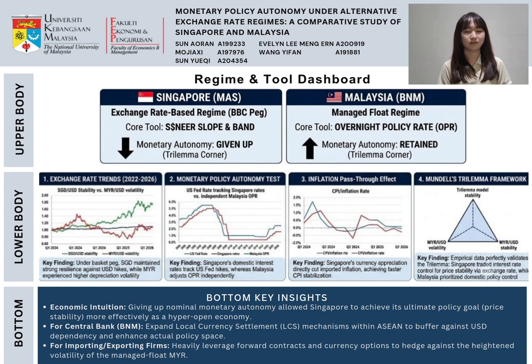Second, for importing and exporting firms, due to the inherent volatility of a managed float regime, corporate financial managers must aggressively leverage macro-prudential hedging tools such as foreign exchange forward contracts and currency options to mitigate cross-border transaction risks. Lastly, for domestic consumers, households should remain rational regarding purchasing power shifts during external shocks.